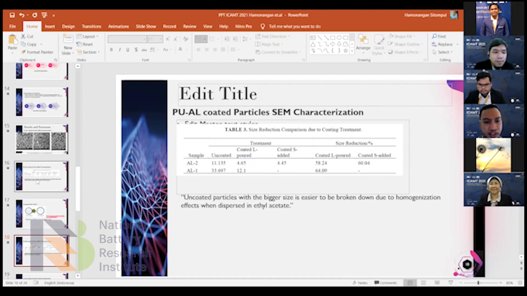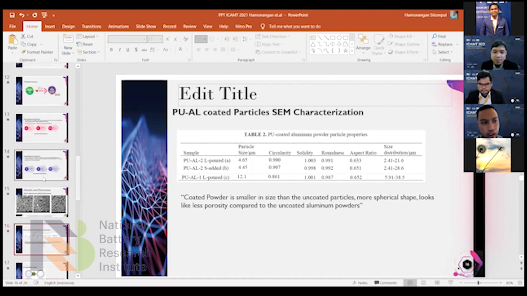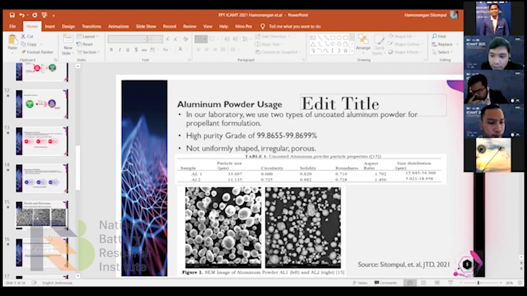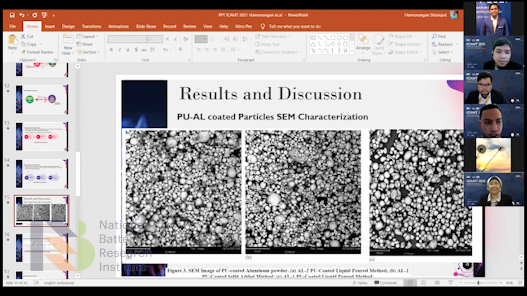And the others, as you can see here, the circularity, the solidity, the roundness, the shape characteristics, get much improvement. As you can see, the uncoated ones are below 0.9 in circularity, solidity, and roundness, and here the circularity grows to 0.9, the solidity grows up to here, and the roundness also grows up. Here is the solidity, as you can see in the particles compared to this one.